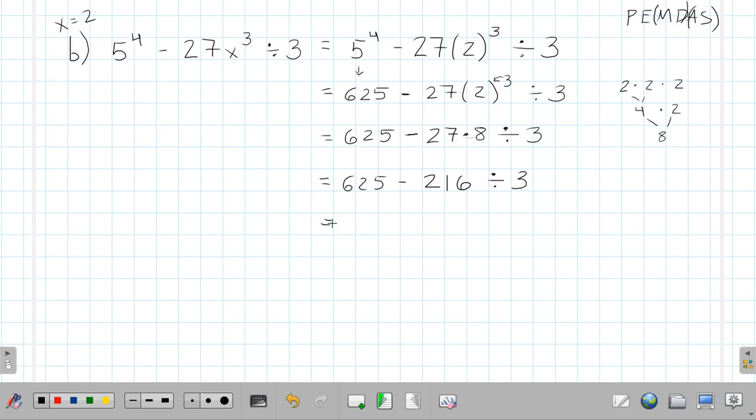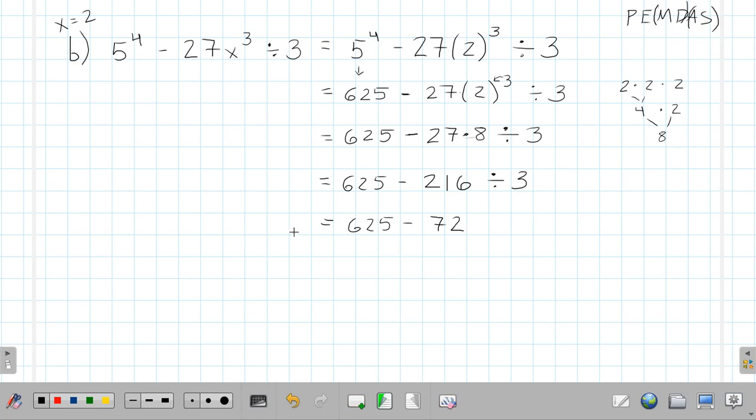And once again, every single step you notice I'm going through order of operation in its entirety. So now, are there any parentheses? No. Any exponents? No. Any multiplication or division? Yes. We have division here. So once again, we're not doing anything with the 625. But now, and the minus is still there, but now we've got to do 216 divided by 3. Well, once again, you can go over here and do the long division. 216 divided by 3, I'll go ahead and tell you that is 72.